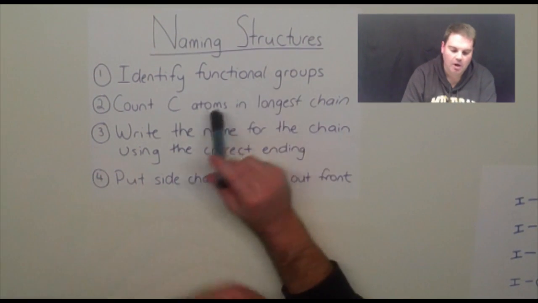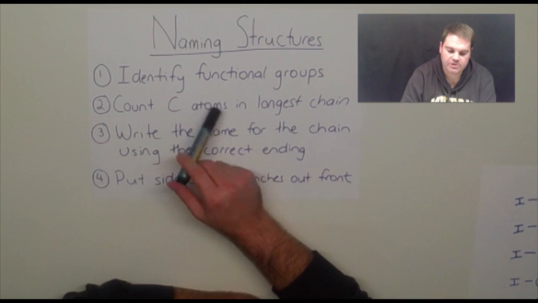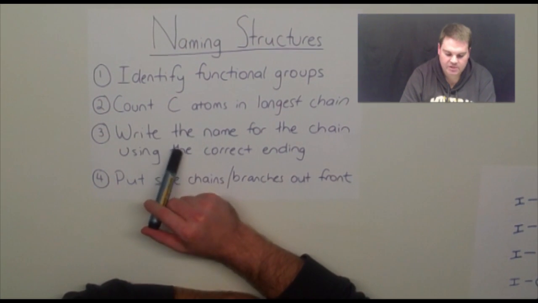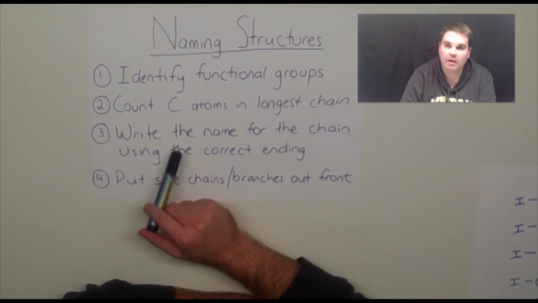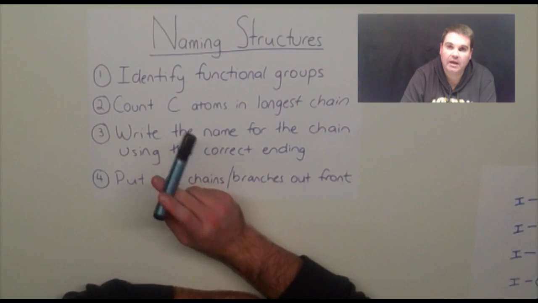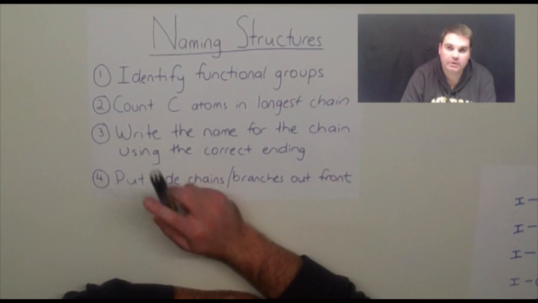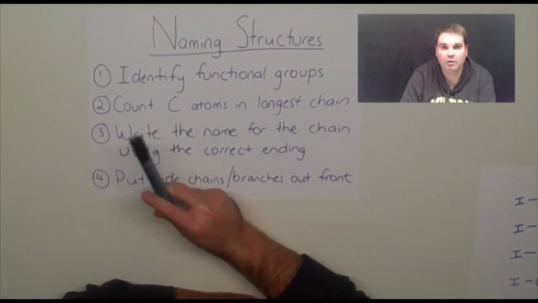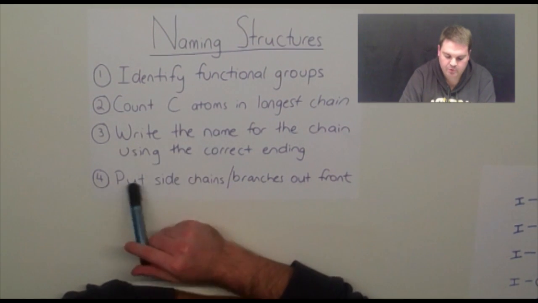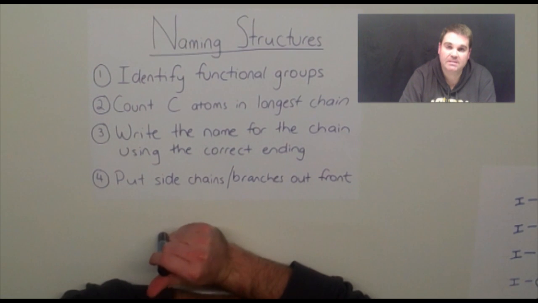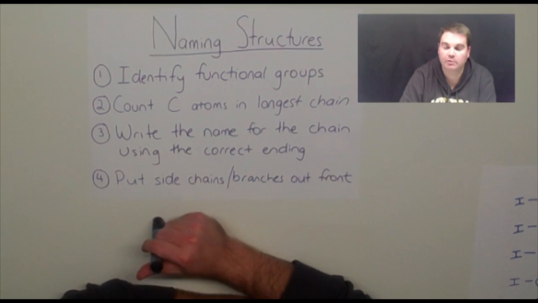So we identify the functional groups, we count the number of carbon atoms in the longest chain, we write the name for the chain using the correct ending, and we number it the same as we did before, looking at closest to the functional group. And I'll talk about what happens when you've got not just alcohol but other functional groups as well. And then we put any side chains or branches out the front. Sometimes the alcohol will go out the front as well, and I'll show you what I mean by that.